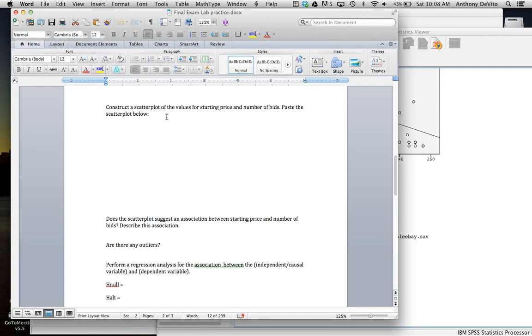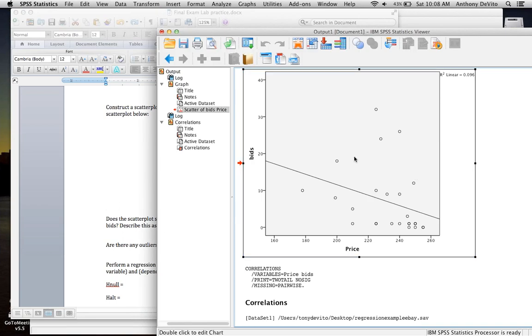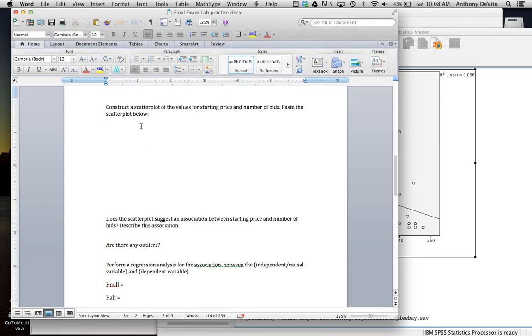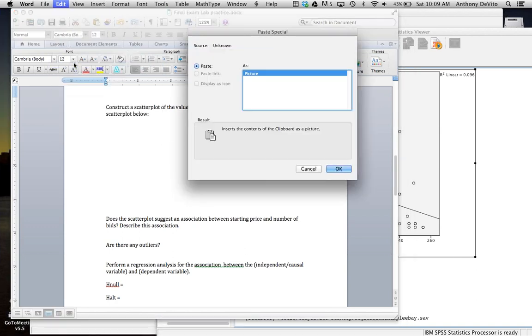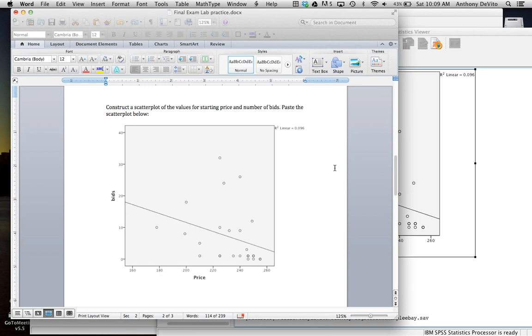Okay, we constructed a scatter plot and we want to paste it in there. I'm going to go ahead and do that. So I'm going to copy. I use Control C to copy, and I'm going to paste, except I'm going to say paste special. In this case, paste and paste special are going to be the same thing because I just copied a picture out of an Excel output. So it's only going to give me the option of pasting a picture. Later on, it may give us a different option.